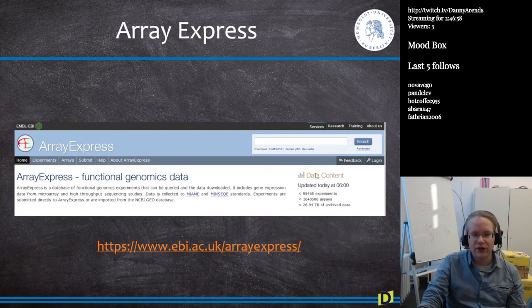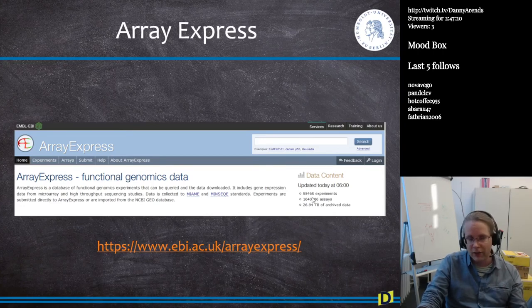ArrayExpress is more or less similar. It has 55,000 experiments, and there's 1.6 million microarrays in there. If you want to download all of the data, in this case, they tell you it would cost you 27 terabytes of hard drive storage to store all of the data that they are storing. And you can get this for free, right?